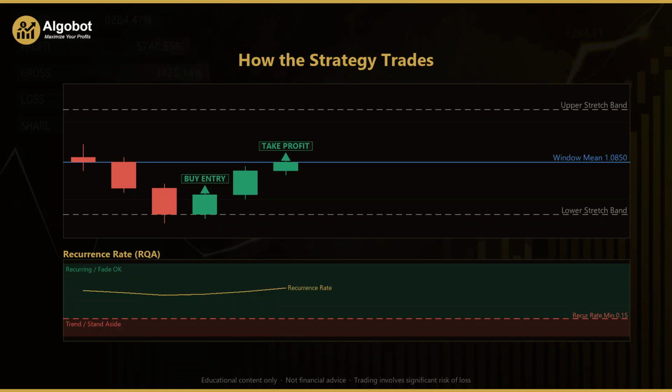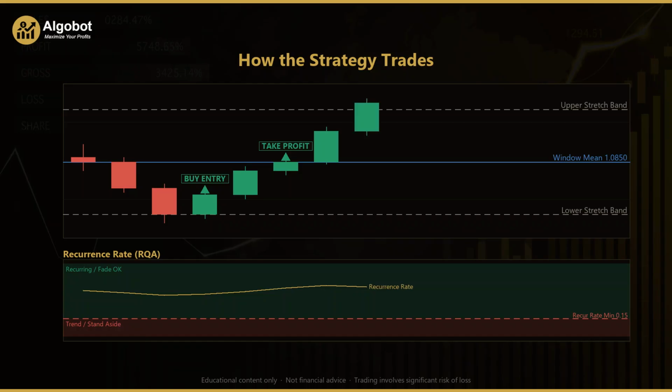Then a run of bearish candles pushes price lower. By the second candle, it's approaching the lower band, and on the third candle, it has dropped clean through the lower stretch band. Price is now stretched well below fair value. On its own, that's only half the setup. The strategy still waits for a reaction. And on that same third candle, we get exactly that. A bullish reaction candle that closes above where it opened, a first sign that the sellers are losing their grip.